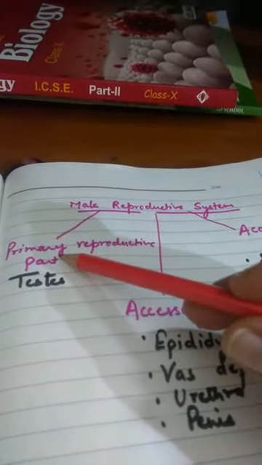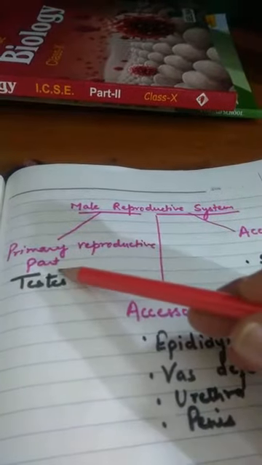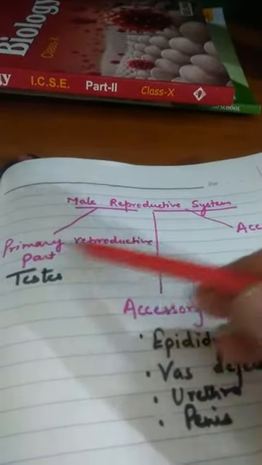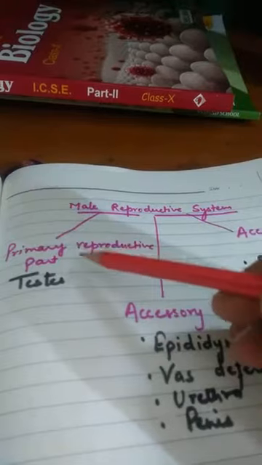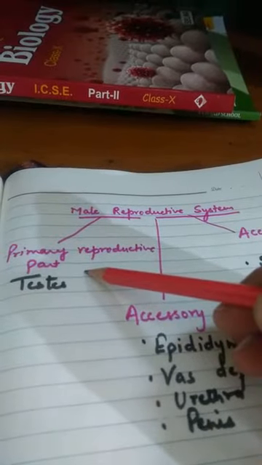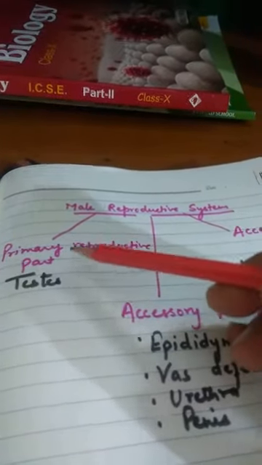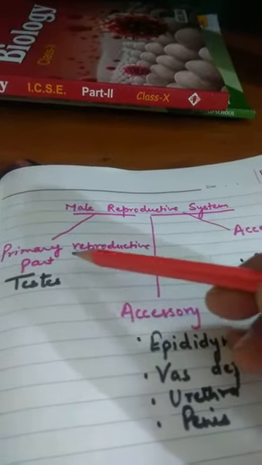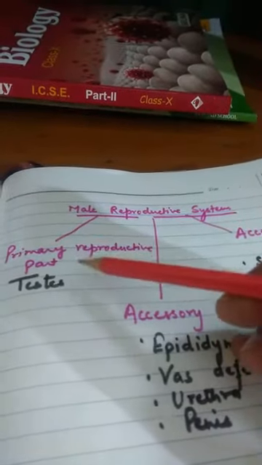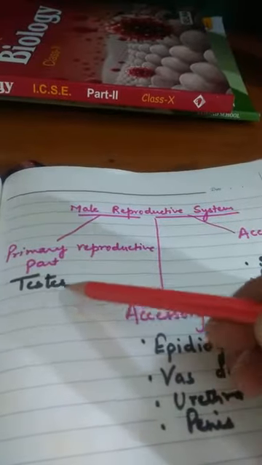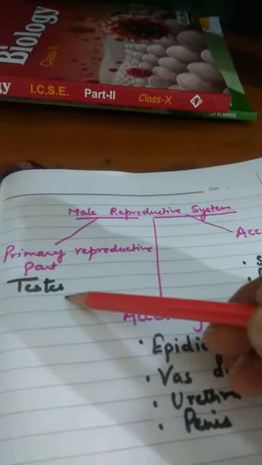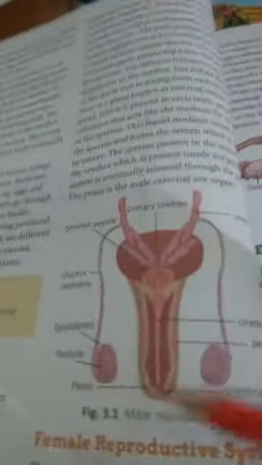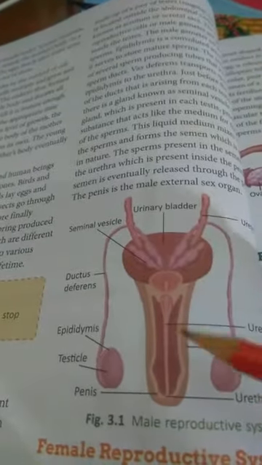Number one is the primary reproductive part. The primary reproductive part is the part of the reproductive system that produces the gamete, the male gamete. Male gametes are called sperms. So this is a part that produces sperms. So that is the testes. Testes produce sperms. Now you can see the figure of the male reproductive system here.